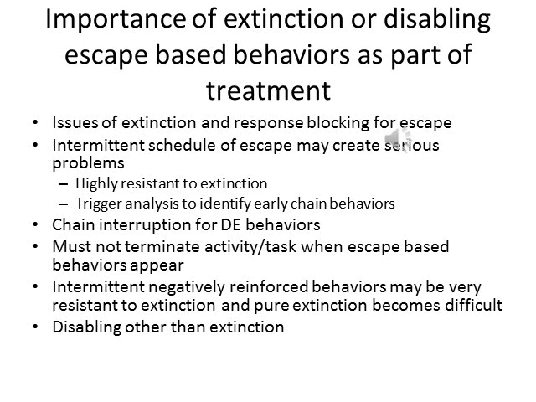The next issue is that it's very important, if at all possible, not to terminate an activity or task when the problem behaviors appear. If you do, then they're going to continue to appear. Again, intermittent negatively reinforced behaviors become very resistant to extinction, and extinction becomes even more difficult. So you don't want to inadvertently, by occasionally allowing escape, mess up your interventions. There are other ways to disable problem behaviors besides extinction, through the use of purposeful abolishing operations that weaken the quality of reinforcement that results from escape.